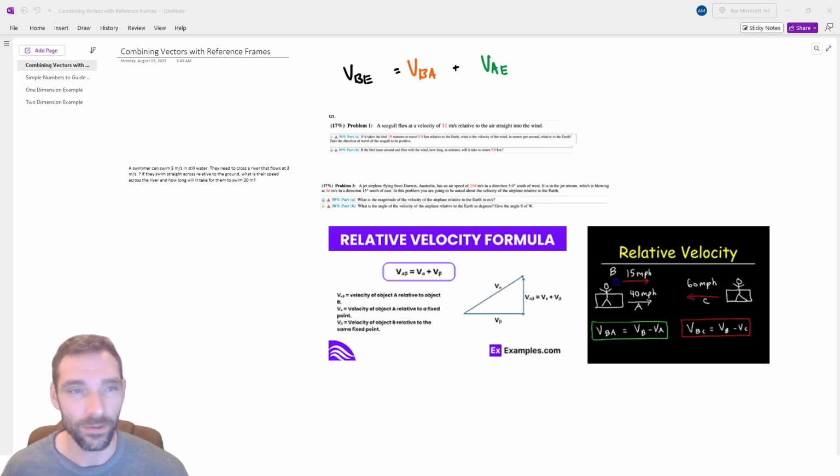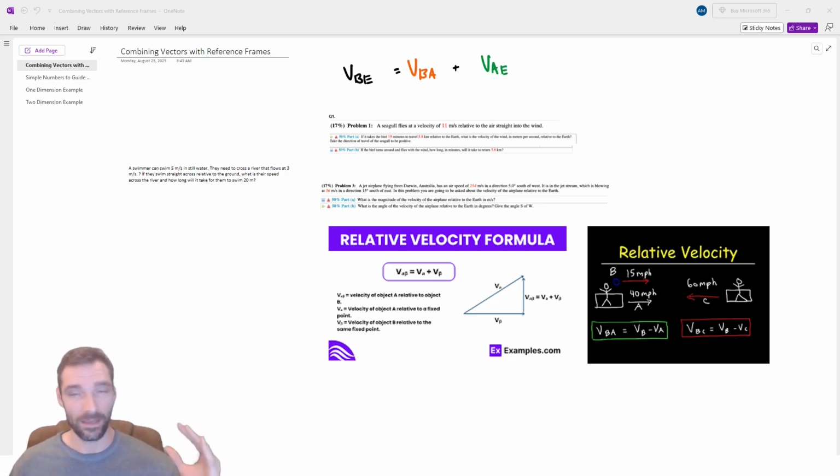Today we're going to be going over vectors and how you can use that with reference frames to solve problems where you maybe have motion relative within a reference frame and outside of that reference frame, and you're trying to figure that out. There's a lot of things online about this, and there's different formulas. Sometimes you're adding two velocities, sometimes you're subtracting them. It can be a bit confusing. And so we're going to go over some tips for that.